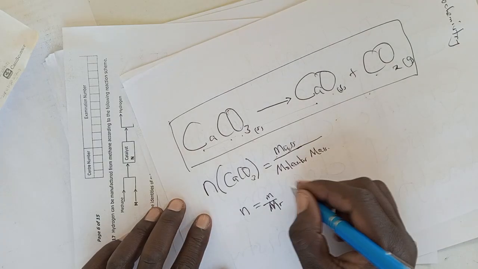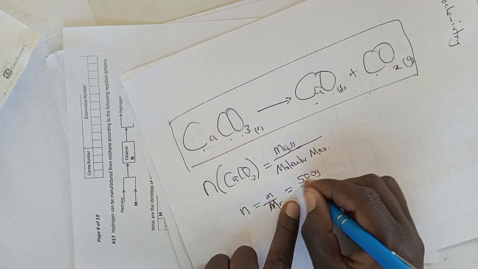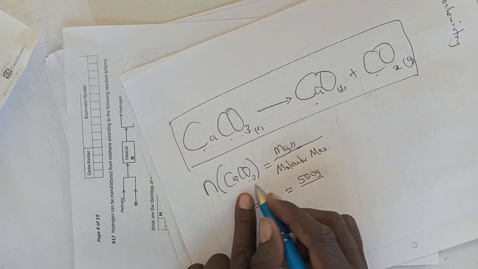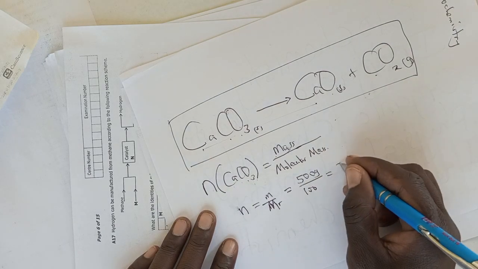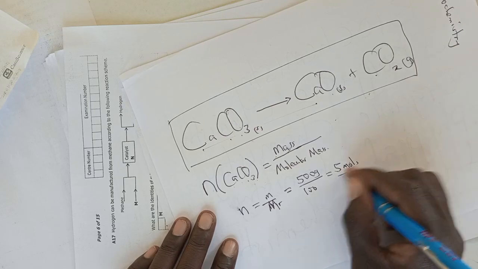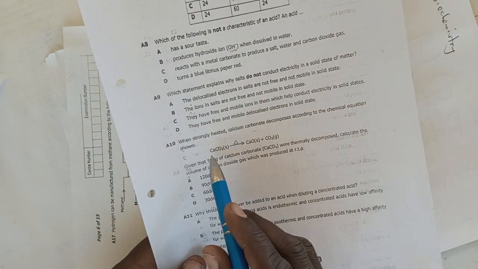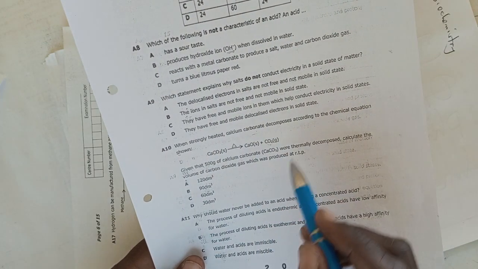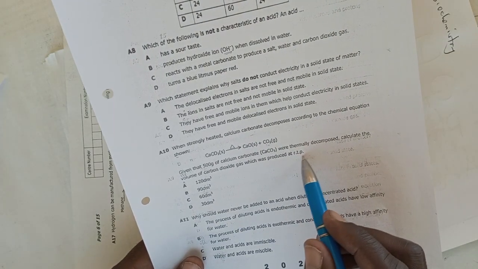This one must be capital. So what do we have? We have mass, which is 500 grams, over relative molecular mass. You have 48 plus 12, this is 60. 60 plus 40, that is 100. So you are going to have 5 moles of calcium carbonate. Now, for us to find the volume of the gas, we're going to use the mole ratio, because we need to first find the moles of carbon dioxide and then convert those moles to volume, since we've been given room temperature and pressure as the molar volume.